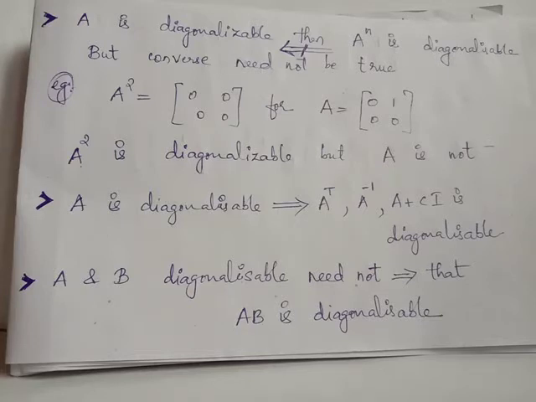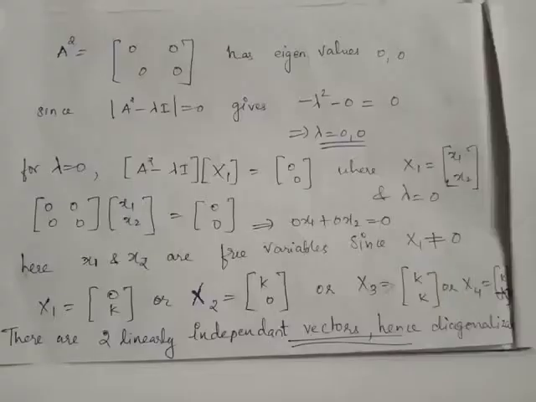Consider matrix A equals [0, 1; 0, 0], and we have the square of the matrix, A squared, equals the null matrix. Let's check the diagonalizability of matrix A squared and A. Consider matrix A squared, which is the null matrix. A null matrix can also be considered as an upper triangular matrix or a lower triangular matrix, and the eigenvalues of an upper or lower triangular matrix are just the diagonal entries.